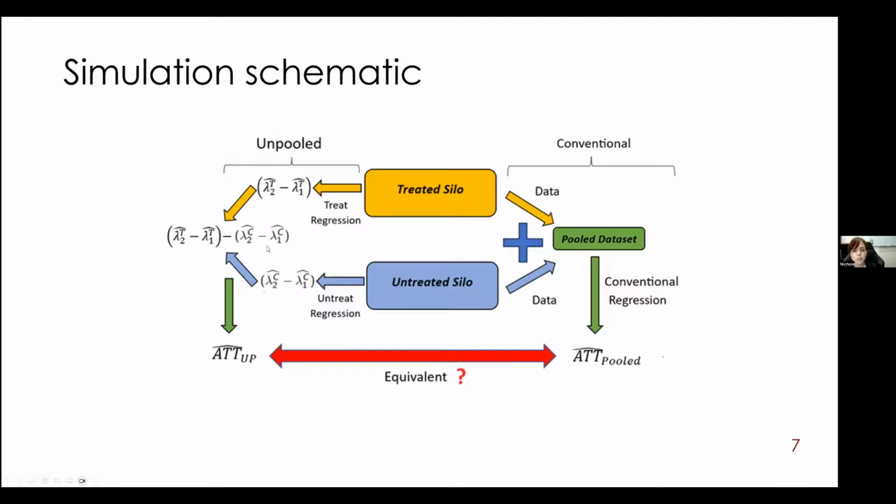So this is the unpooled case. In this case, the treated silo and the untreated silo cannot be combined into a pooled data set. So we have our treated regression and we have our untreated regression. Right, so we're going to get a difference in parameters for both of these. And then the difference in these differences is what will give us the ATT. So the hope going in was that these two ATTs would be equivalent.